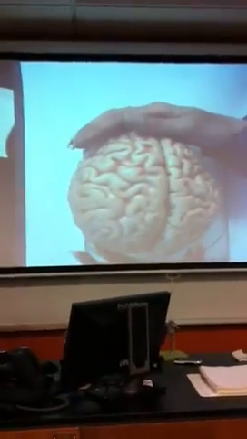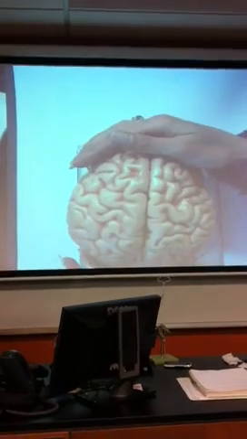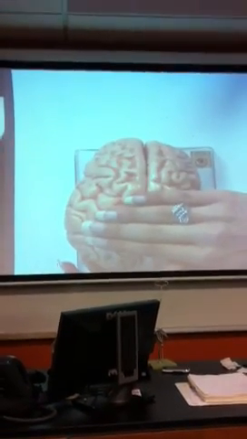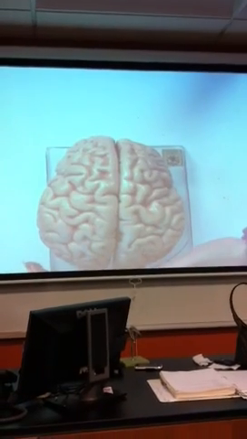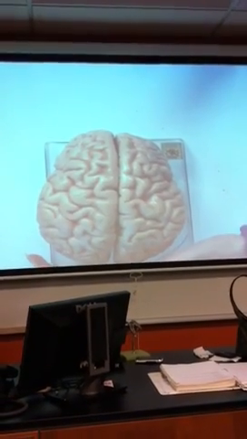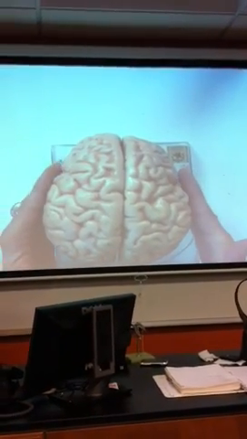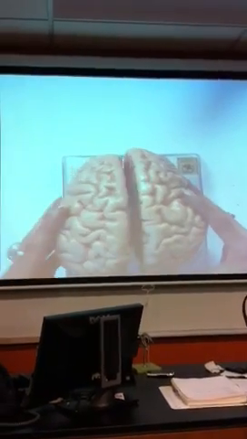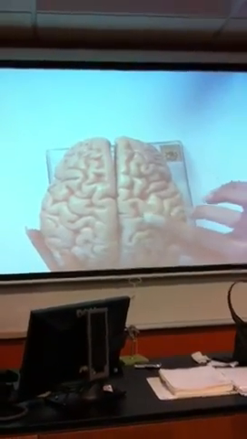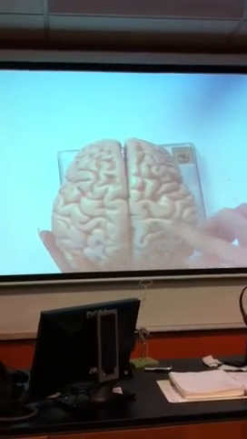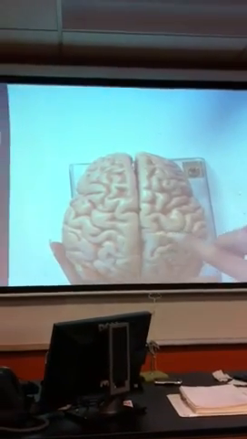This lobe is the what lobe? Frontal lobe. This lobe is the parietal lobe. Good. This lobe is the occipital lobe, and these two are the temporal lobes. Very good. Now, you'll notice that the cerebrum is made up of elevations and depressions, right?